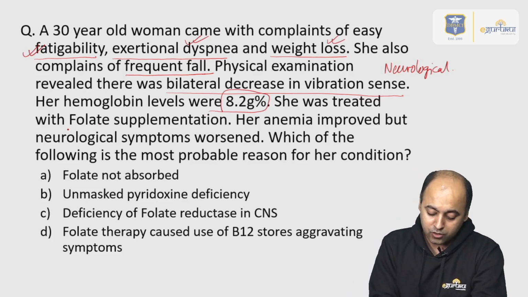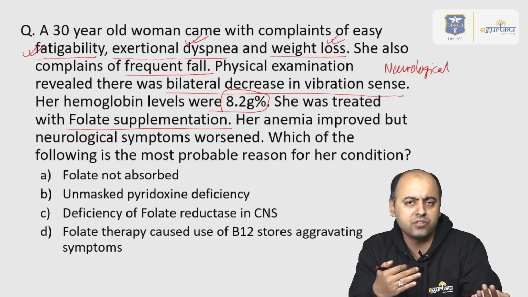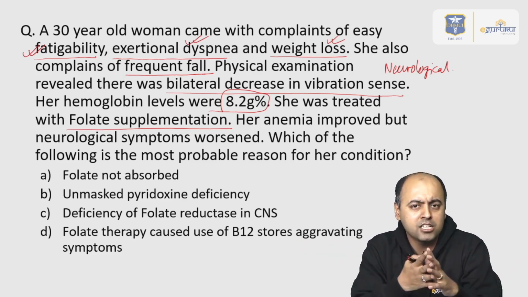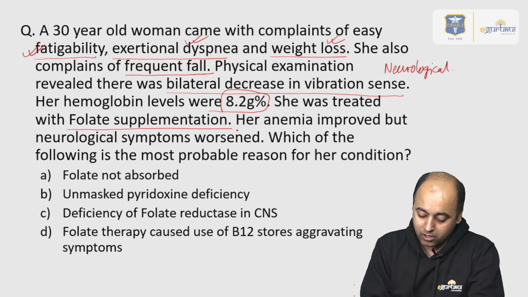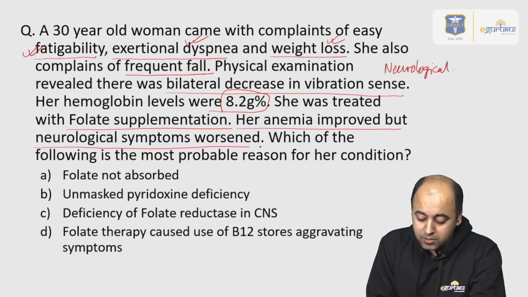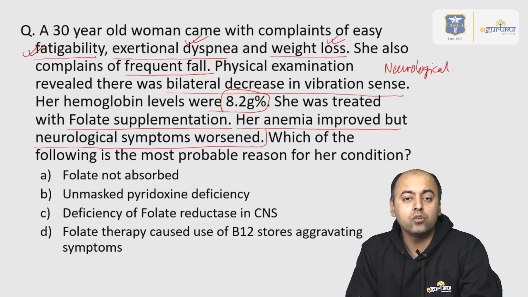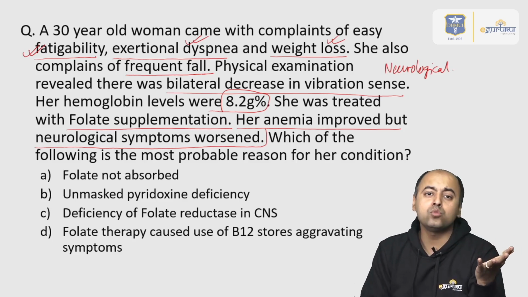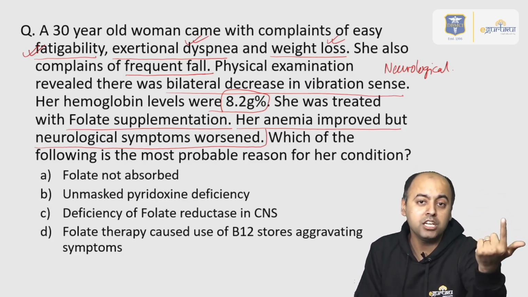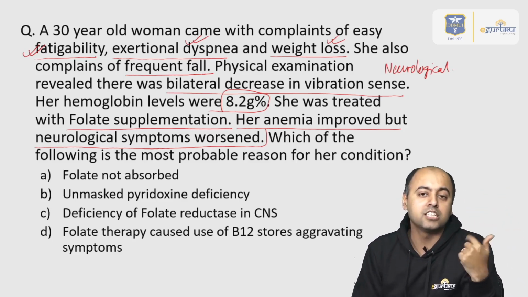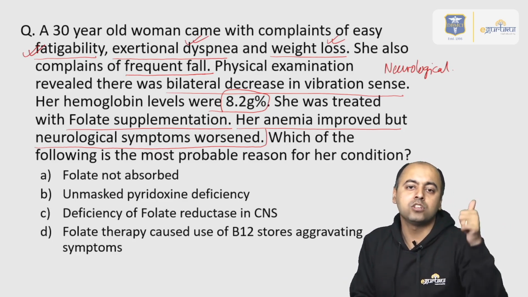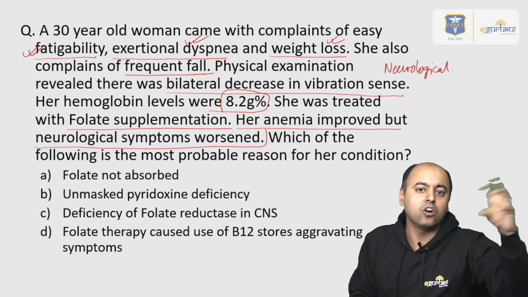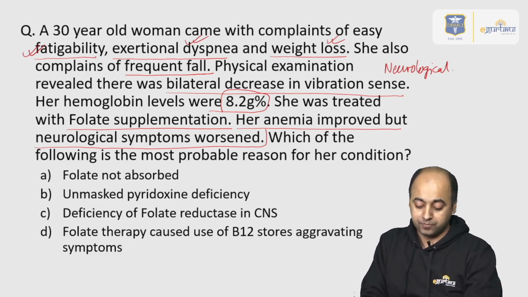She was treated with folate supplementation. They must have seen the peripheral smear which would show the megaloblastic anemia, and that's why the folate supplementation was given, and the anemia thereafter improved, but the neurological symptom worsened. Now we know the megaloblastic anemia can be because of two reasons: folate deficiency and B12 deficiency, because B12 is required for regeneration of folate. If B12 is not there, we have what is known as folate trap. The folate is there but not in the active form, so it cannot be used.